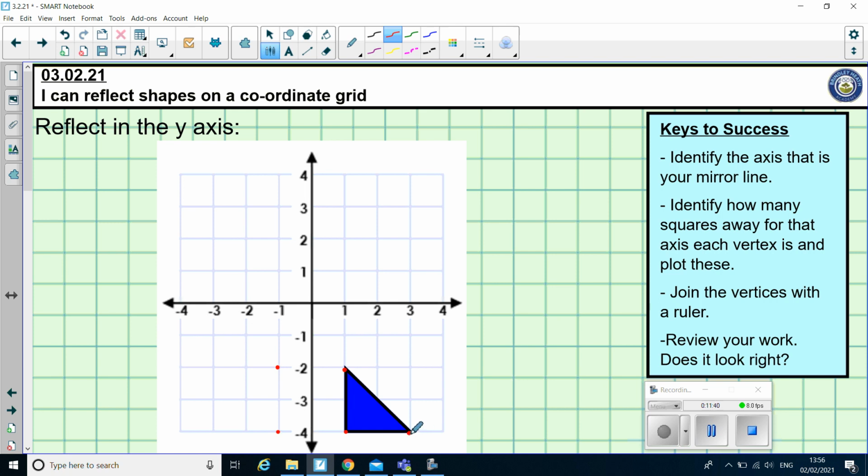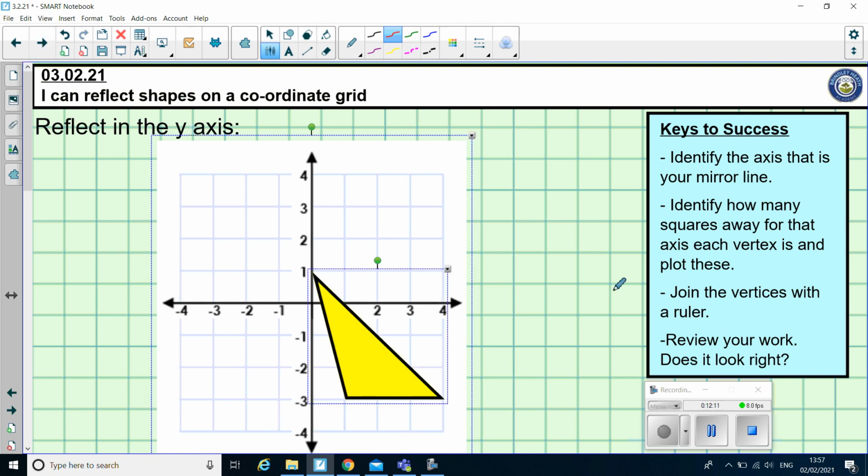Next then, I've got this third vertex, which is 1, 2, 3 squares away from the axis. So it's got to be 3 squares away on this side. 1, 2, 3. Join them together with a ruler and have a look. Does that look right? Is it the same distance from the axis on each side? Is the shape the same height? Is it the same size? Hopefully it is, and it looks right.